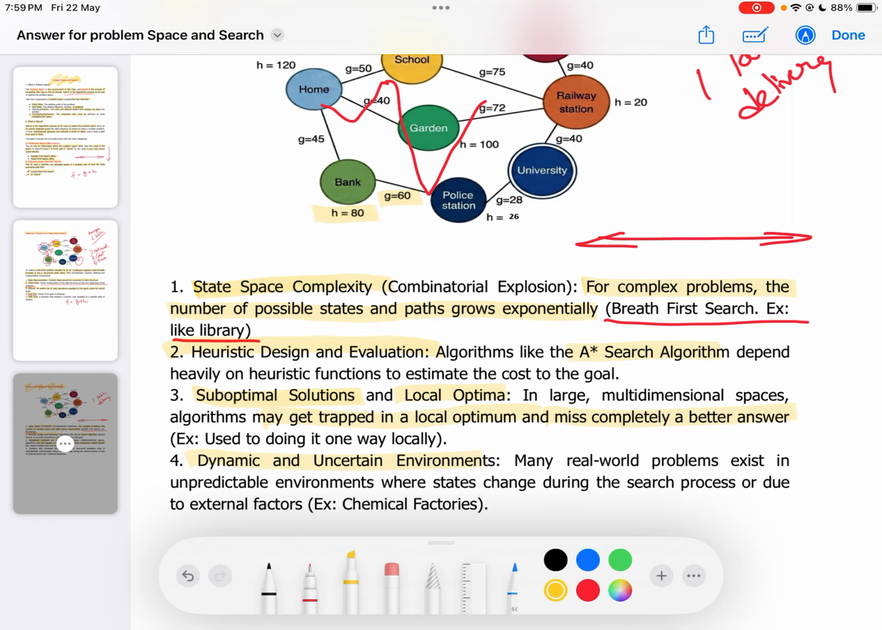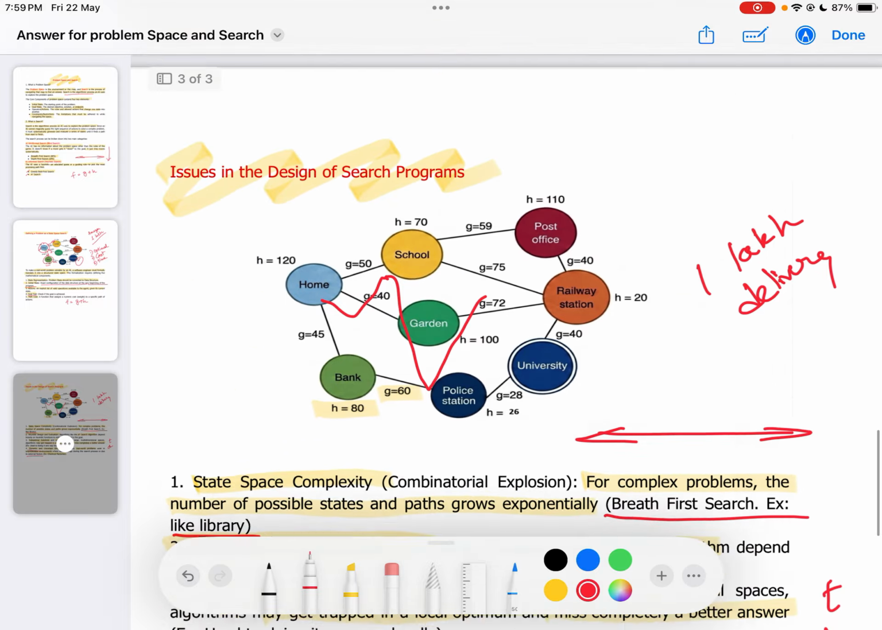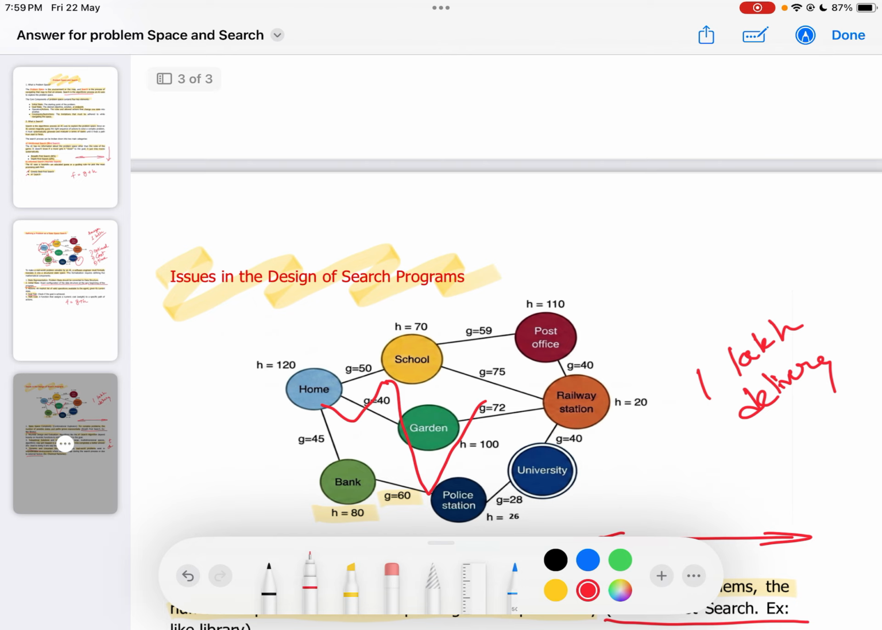Fourth one is dynamic and uncertain environments. In many real world problems, like a chemical factory, the environment is unpredictable: temperature, chemical mixture, and external factors are there, right? So the environment changes dynamically. To reach the goal, it has to be continuously monitored. So these have to be considered. These are the issues in the design of search problems.